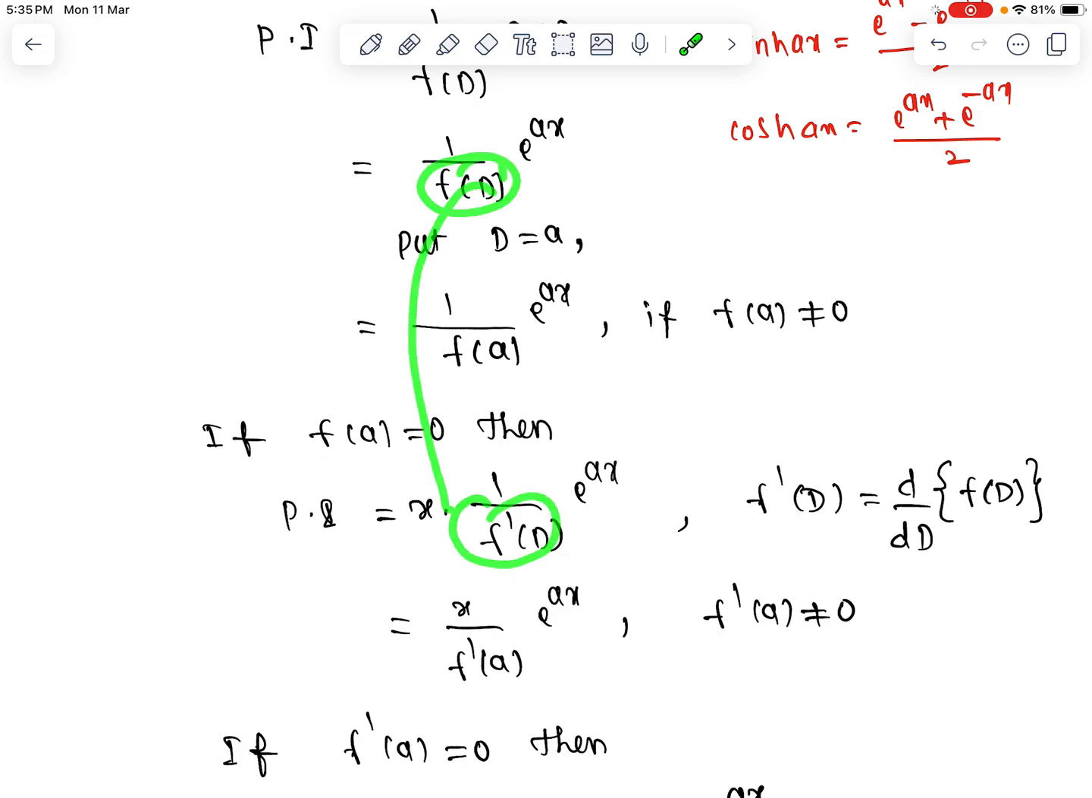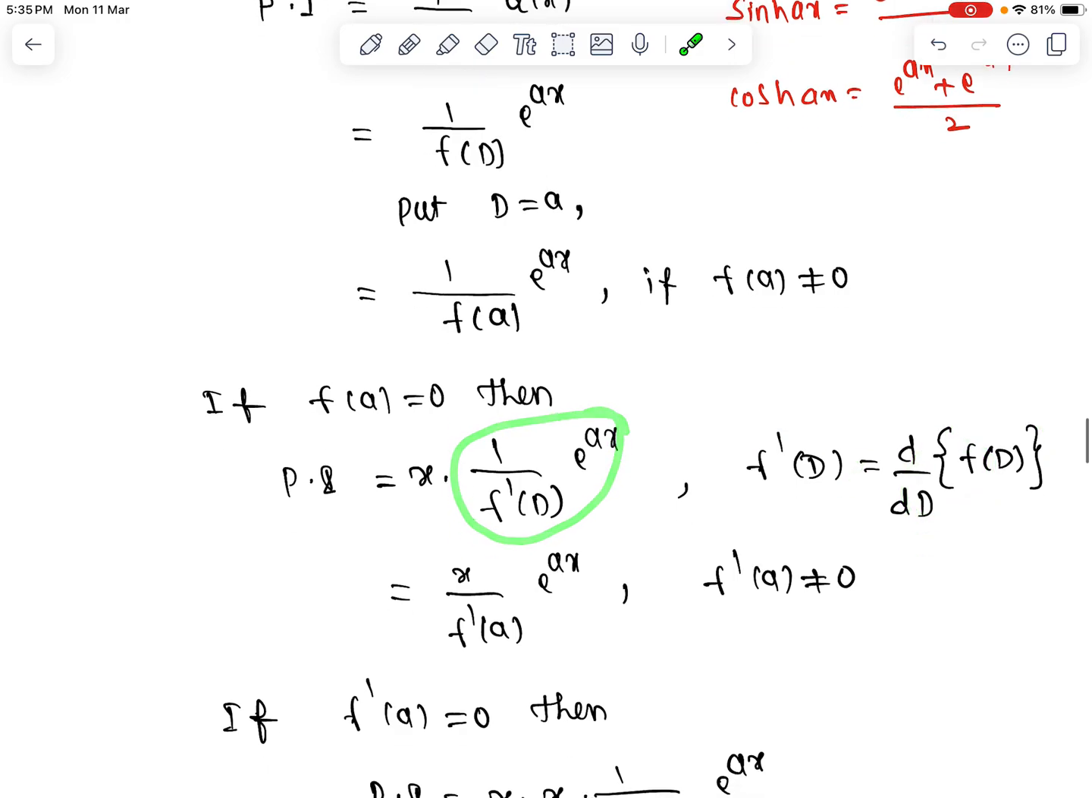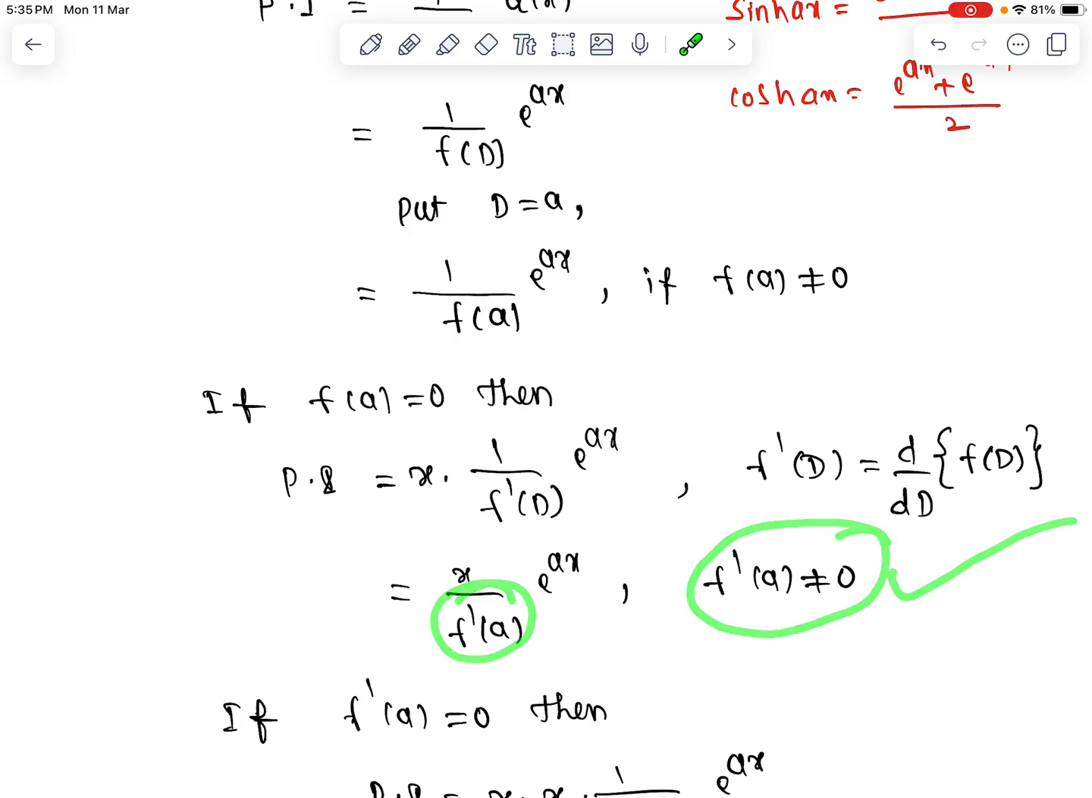then what you can get? F dash of D you can get, here into e power ax, you should write like this only. After that, here replace in f dash of D, replace D by a again. What you can get, you should observe here. By putting D by a in this, if we get a non-zero value, then we can stop here only, it is the required solution.